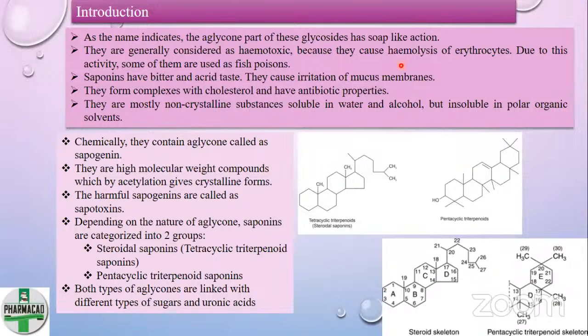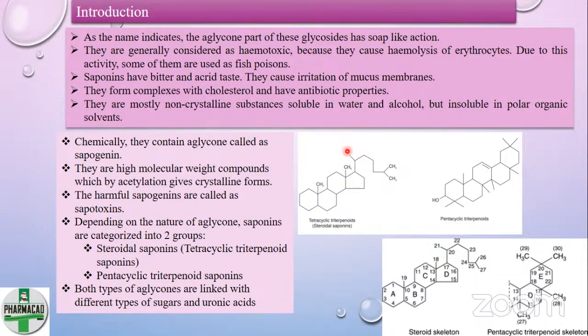Now, they are generally considered as hemotoxic, toxic, because they cause hemolysis of erythrocytes, and due to this activity some of them are used as fish poison. These saponins have bitter and acrid taste, and they cause irritation of mucous membrane. They also form complexes with cholesterol and have antibiotic properties. They are mostly non-crystalline substances soluble in water and alcohol, but insoluble in non-polar organic solvents.